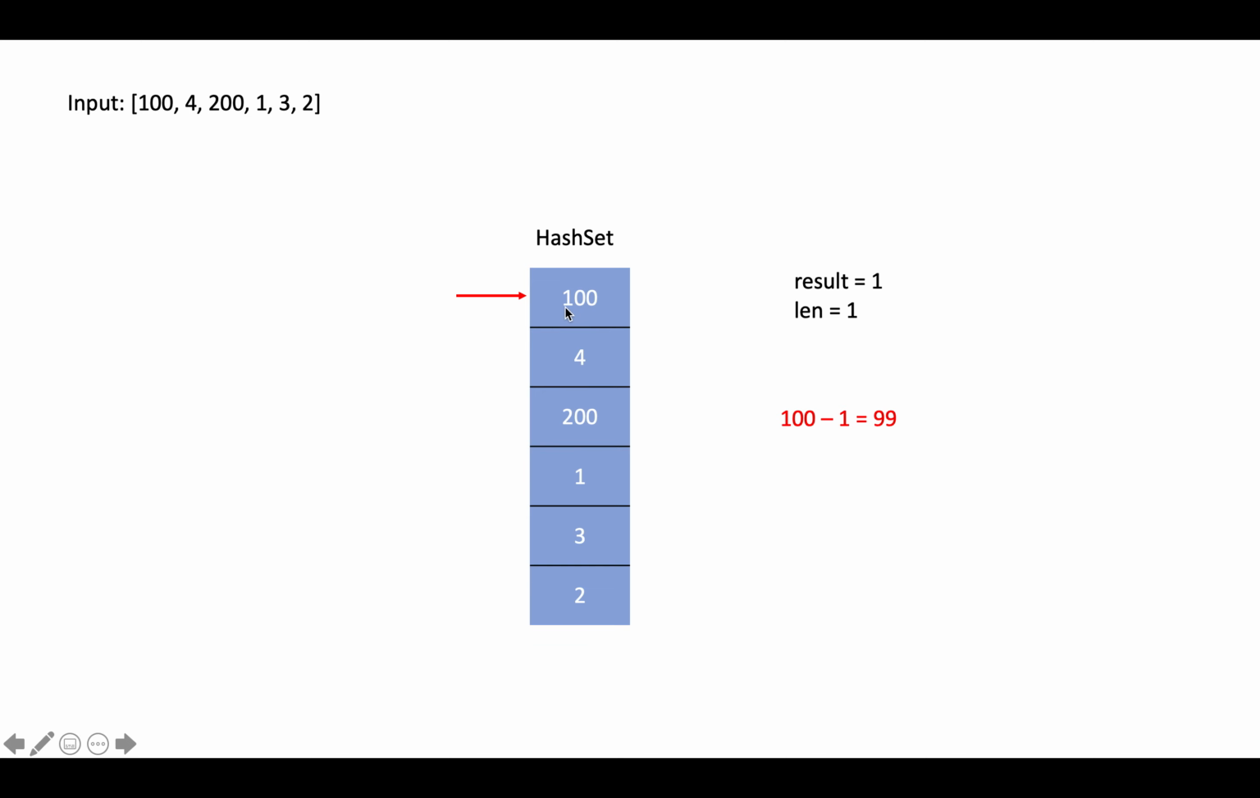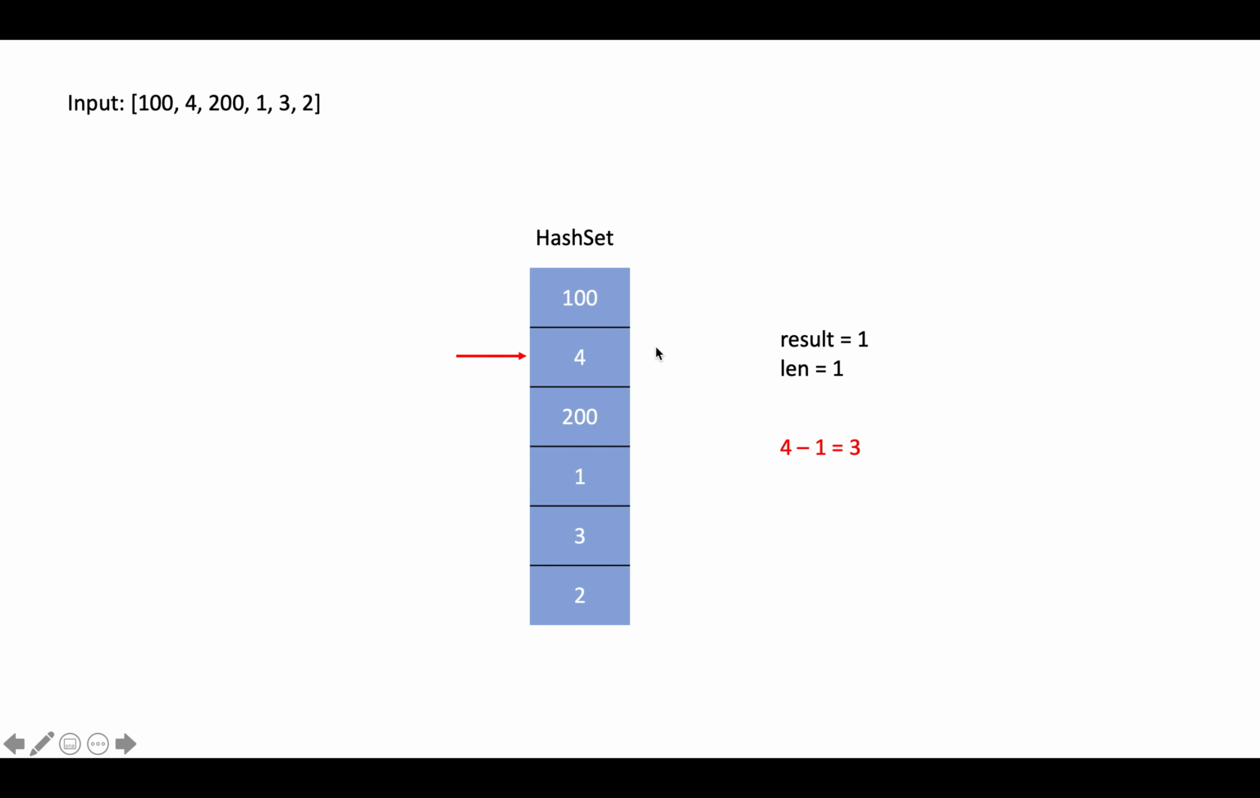If the consecutive sequence starts at 100, what is the next element? It should be 100 plus 1, which is 101. Is 101 in this hash set? The answer is no. So we use 100 as the starting point of our sequence, and the length of the sequence is only 1, so we do not need to update our result.